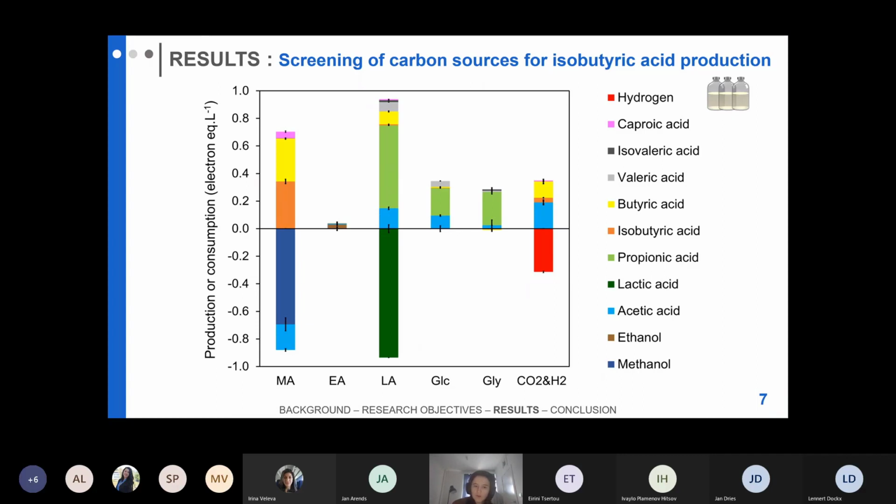because it uses the same metabolic pathway as when growing on methanol, as an acetogen. But for all the other carbon sources, isobutyric acid production was not detected, and actually propionic acid and acetic acid were the main products.